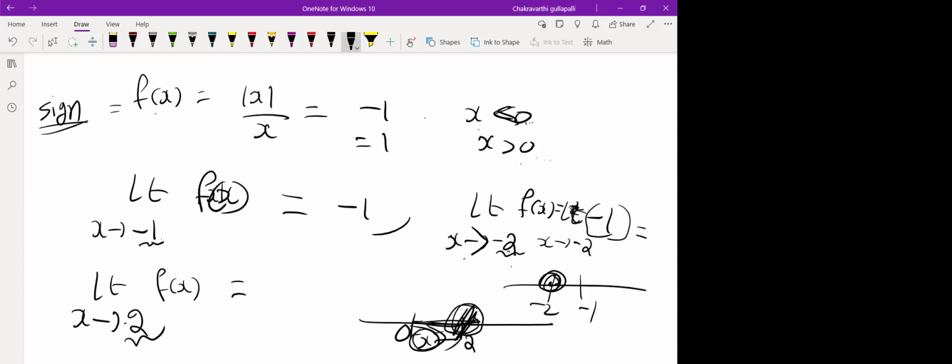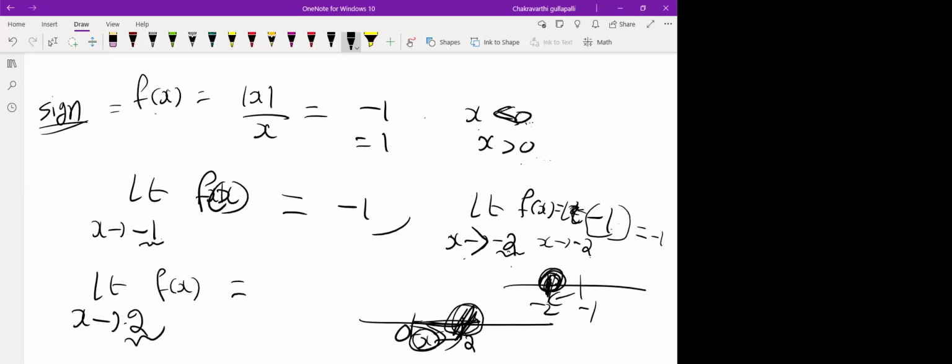x is approaching -2. Is x negative or positive? When x is approaching -2, that is x is very close to -2, it is automatically negative. When x is negative, what is f(x) equal to? -1. Now your teacher told you to replace x by -2. There is no x at all. So the answer is -1. This is how I got this.